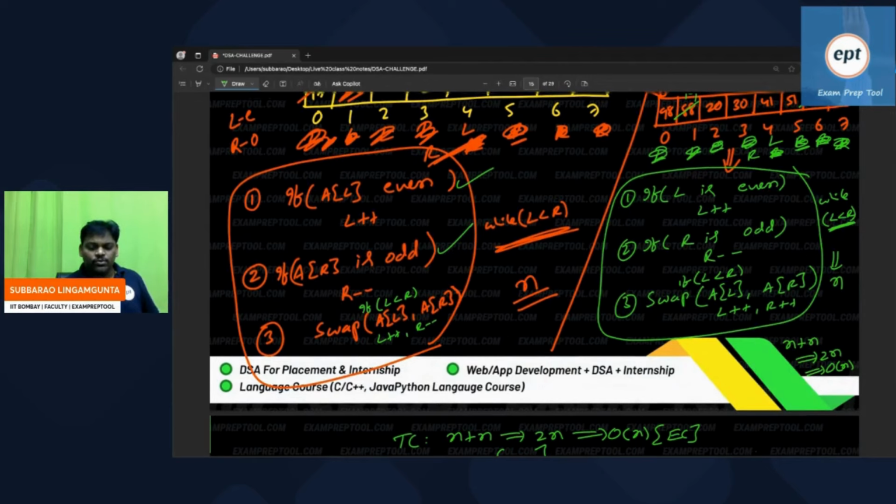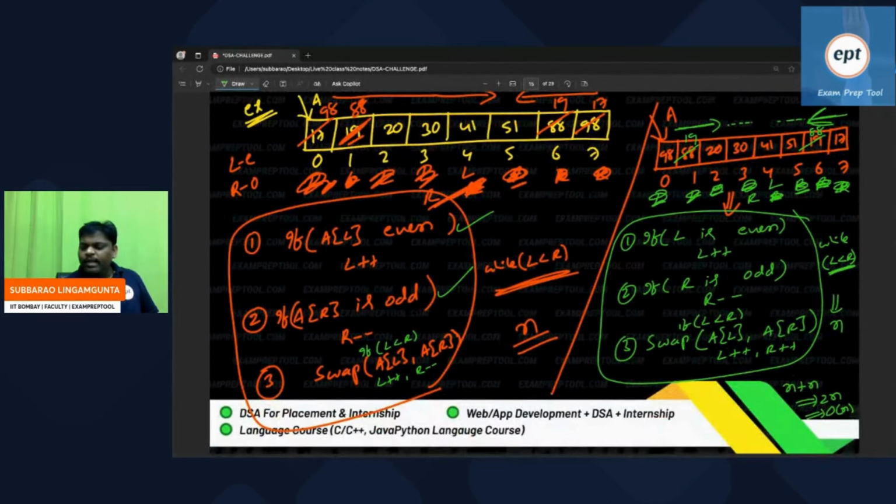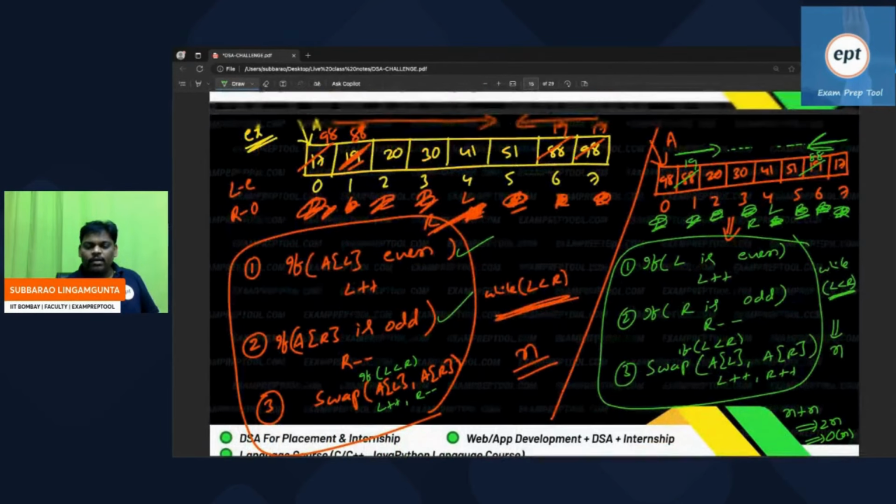I can keep on typing. What is the use? Write the code yourself. I have given almost 90% of the code. Using one while loop first, and then one more while loop.